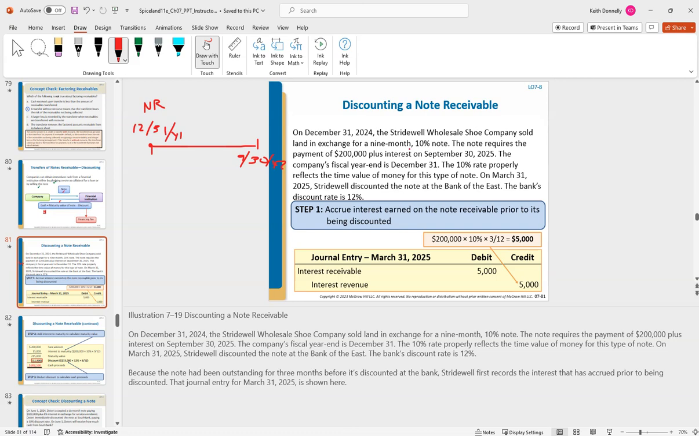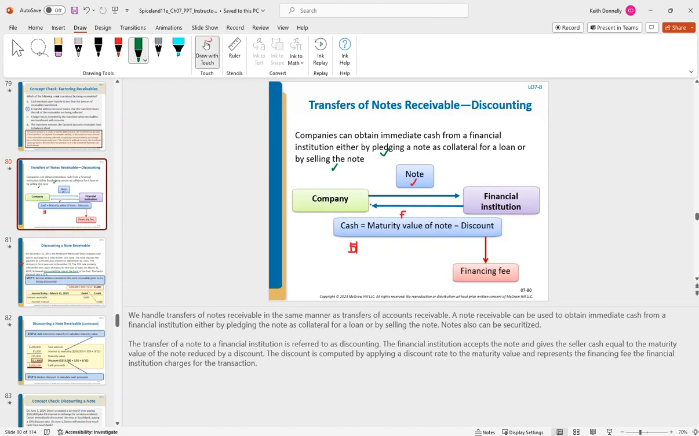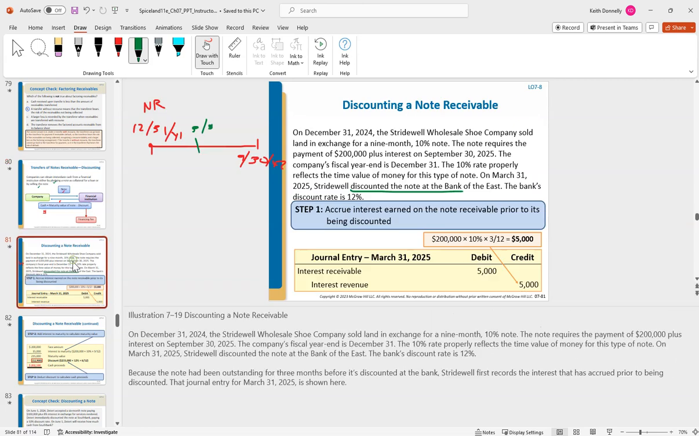It then says the company's fiscal year end is December 31st. The 10% rate properly reflects the time value of money for this type of note. But on March 31st, 3 months later, we discounted the note to the bank. So we did this right here. We sent it over. They gave us some cash. Really, that's based on what the maturity value of this note is minus a discount, aka the financing fee.